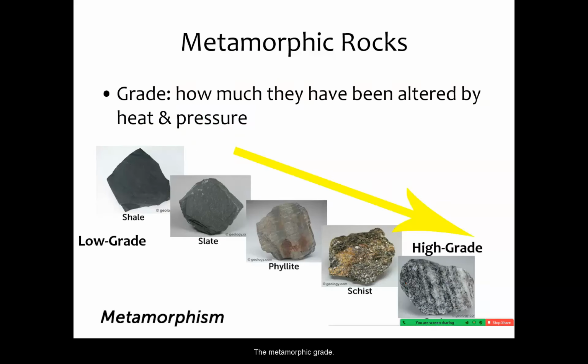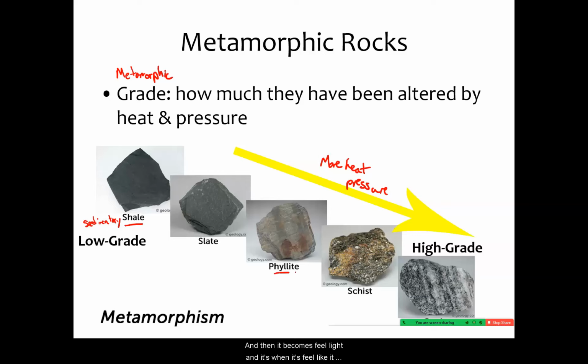The metamorphic grade refers to just how much those rocks have been altered by heat and pressure. So shale is actually the parent sedimentary rock of these. And this arrow represents more heat and more pressure being put on these rocks, maybe as you bury them deeper and deeper. Shale turns into slate, which looks very similar to shale. It ends up being much harder.